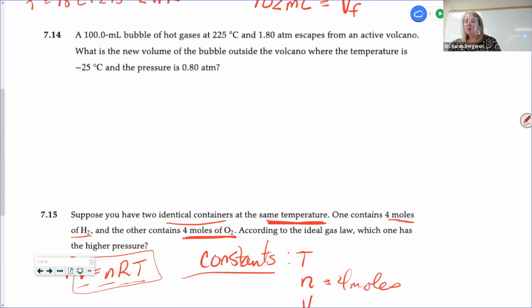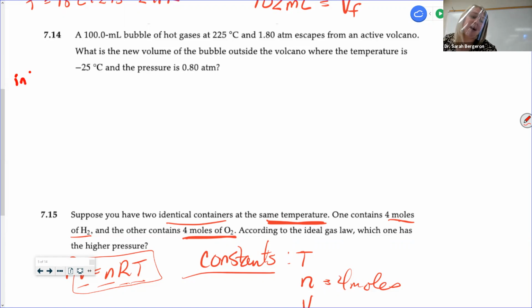Here's one, not so medical, but it's a good example of gas laws. So we have a 100 milliliter bubble of hot gas at 225 degrees Celsius and at 1.80 atm. It escapes from an active volcano. What is the new volume of the bubble outside of the volcano where the temperature is minus 25, so this is below freezing, and the pressure is 0.8 atm? What are we using? Peas and vegetables on the table or P1V1 equals P2V2? Peas and vegetables on the table.